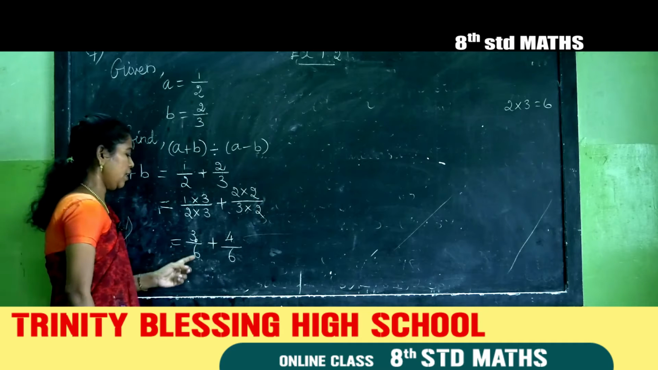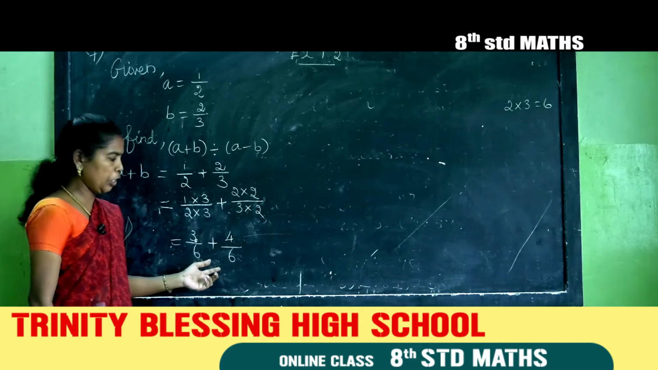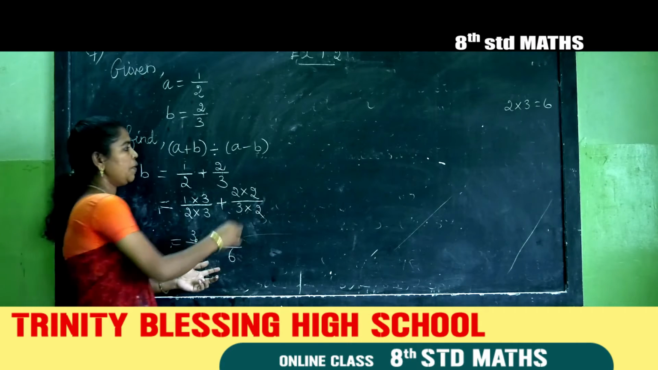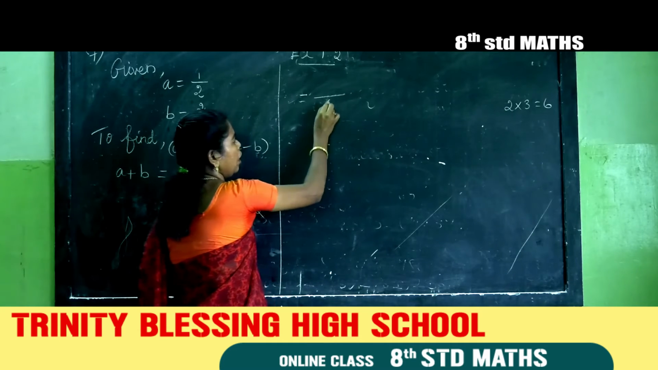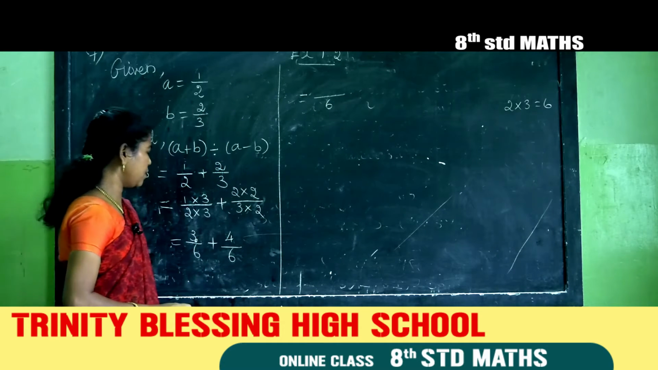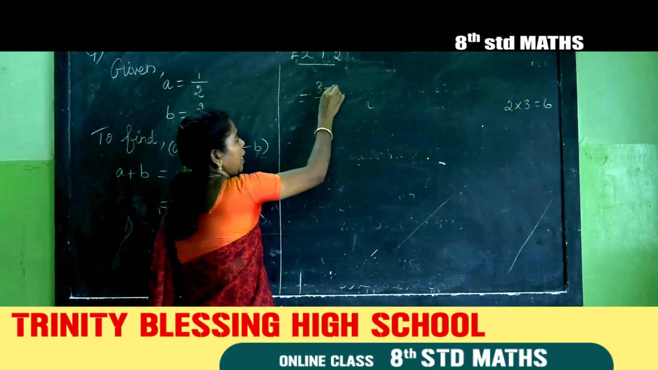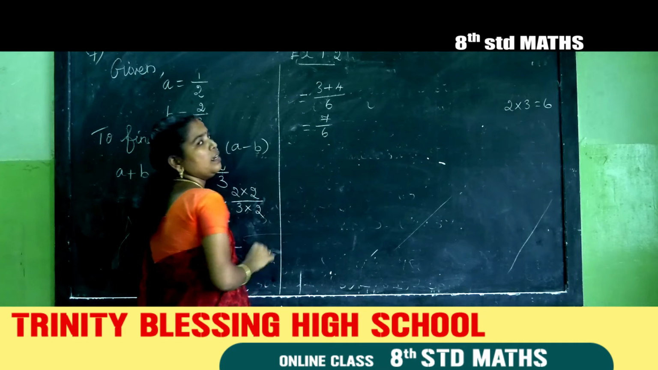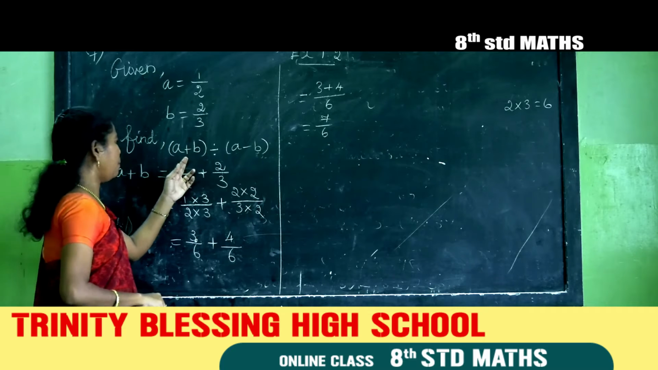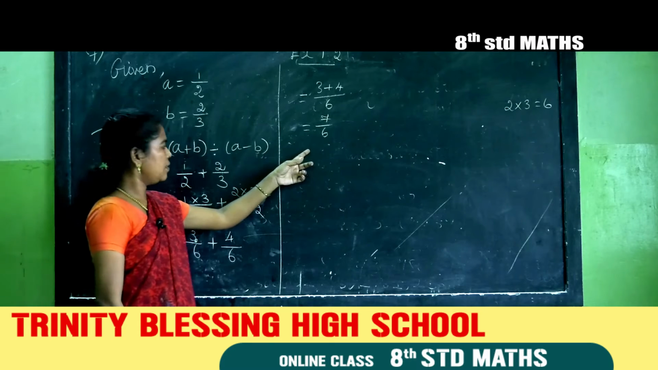Now you see here the denominators are equal. So we can add the numerators. We write the common denominator 6, then 3 plus 4. So 3 plus 4 is 7. 7 by 6. So the value of A plus B is 7 by 6.